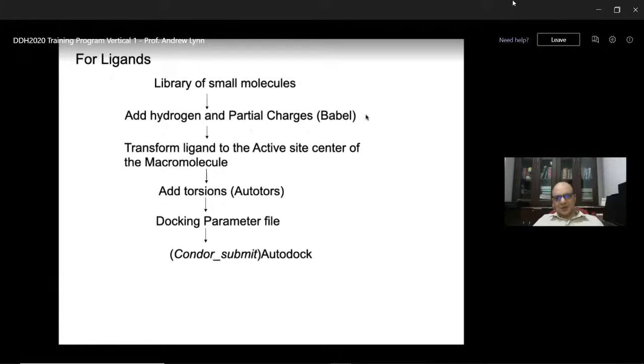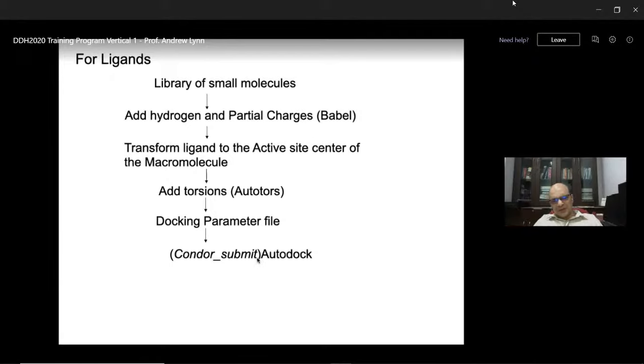I'm going to use a software called Babel, and then I'm going to transform this ligand to the active site, which is the center of the macromolecule, add torsions, and then I create a docking parameter file, and this is specific for AutoDock. Now, when we are running this in a laboratory, we create an equivalent high throughput system. For instance, if I have access to 120 computers in my school and everyone goes home in the night and their computers are all available, I can put them all together and I can use all 120 computers using the software called Condor.